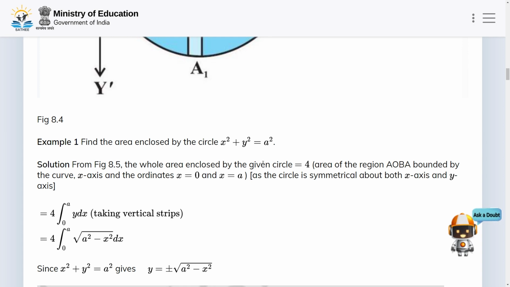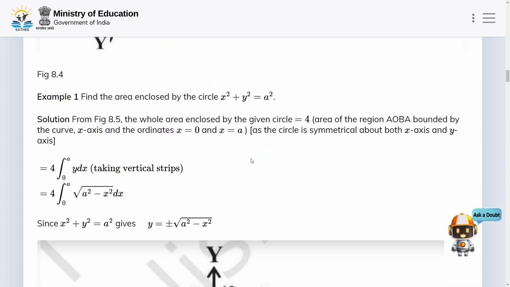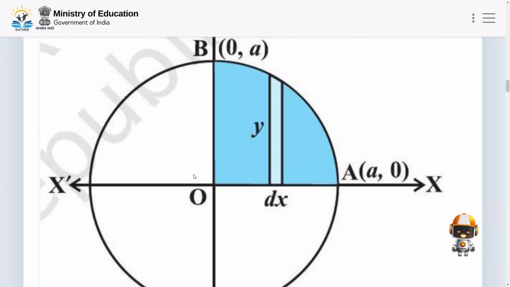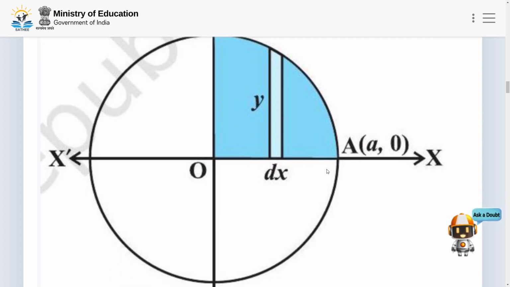So the area enclosed by this circle x square plus y square is equal to a square. You all know the area for a circle, which is pi r square, which is, as you can see, pi a square. Okay, clear? As you can see, this is your circle with center 0, 0 and radius a.